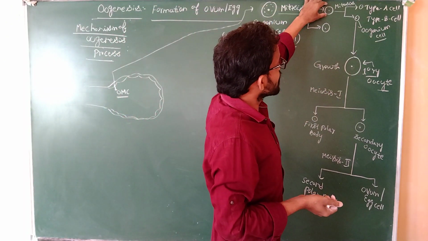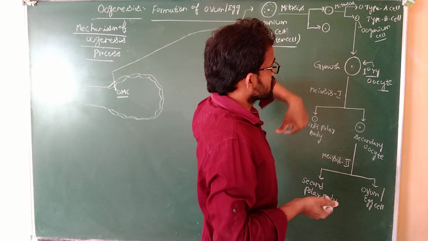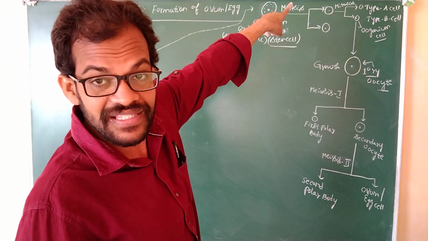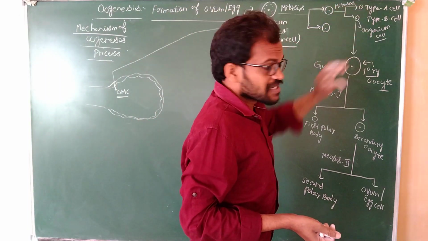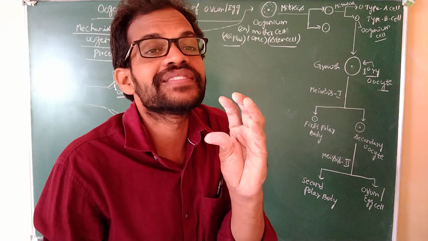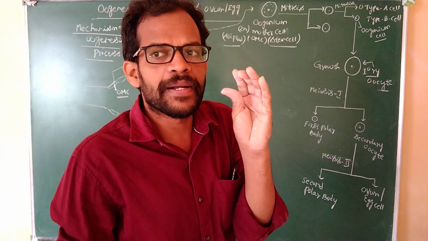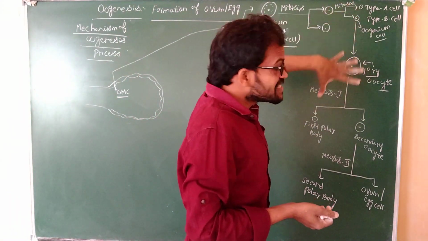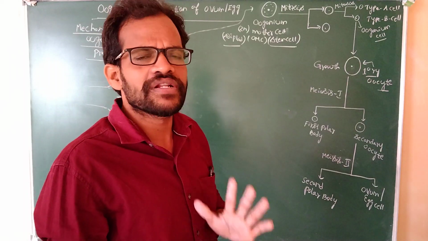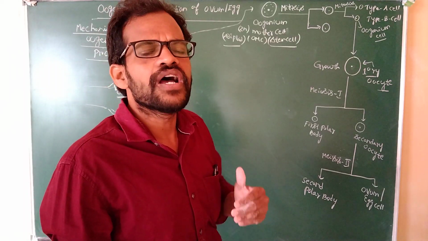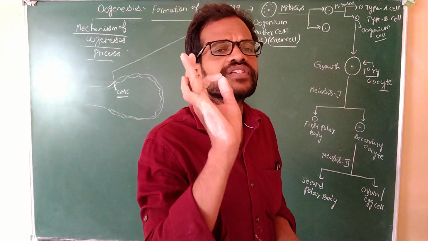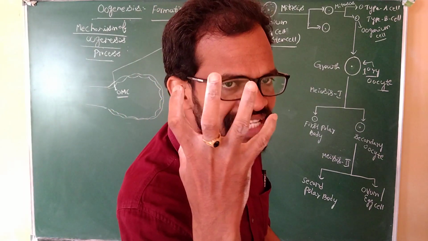See here, one cell again divides into 2 cells. What are the cells? Type A cell, type B cell. So the process is known as meiosis. Compared to the type A cell, type B cells are somewhat larger and their content is also more. With the continuous division of the nucleus and cytoplasm, the size of the cell increases.